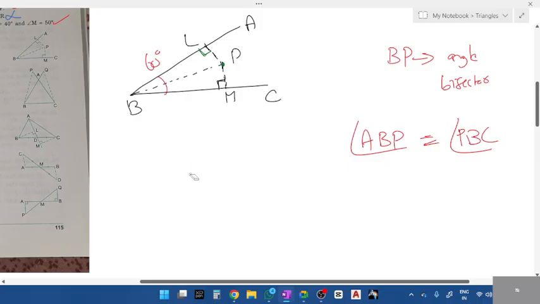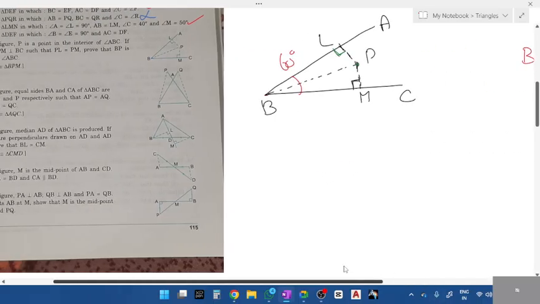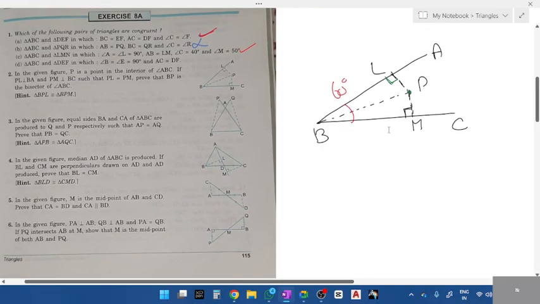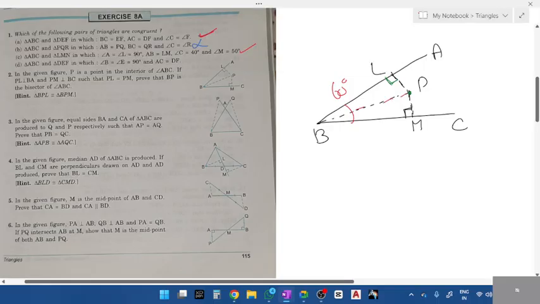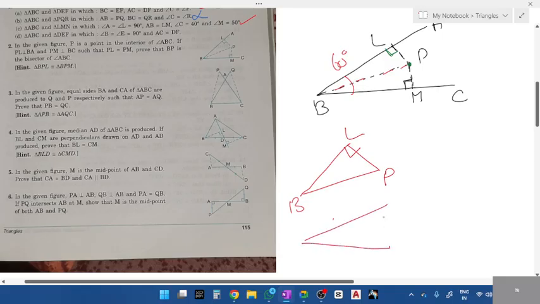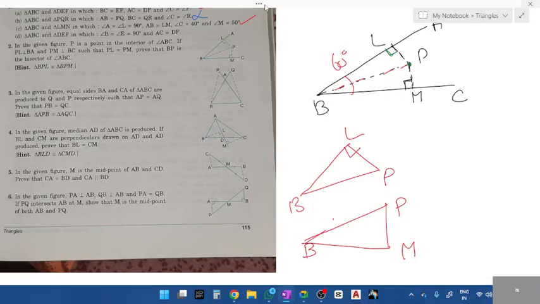Okay, for such questions, look here, I'll tell you how to solve using congruency. Fine. How many triangles are given here? Can you tell me how many triangles? There are two triangles. Can you tell me the two triangles, students? BLP is one. And what's the other one? BPM. This is how you have to solve the question. You have to split into two triangles first. BLP, BPM.